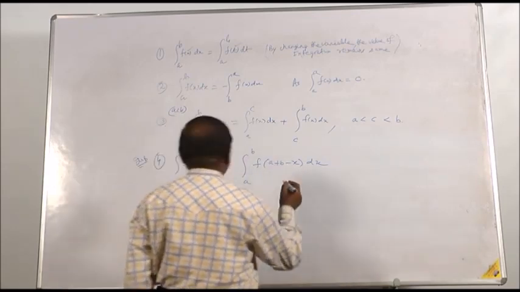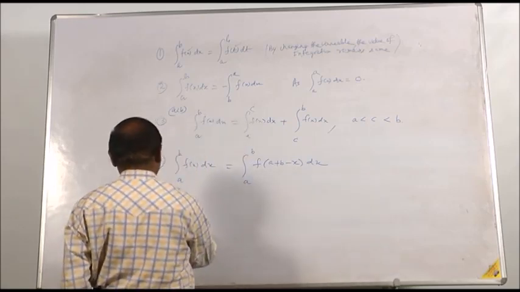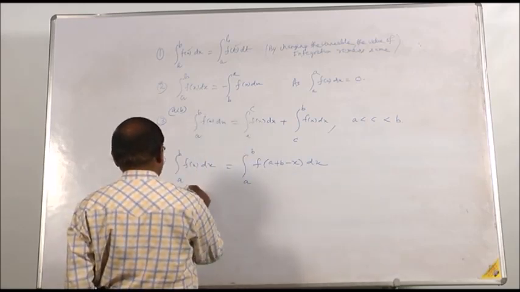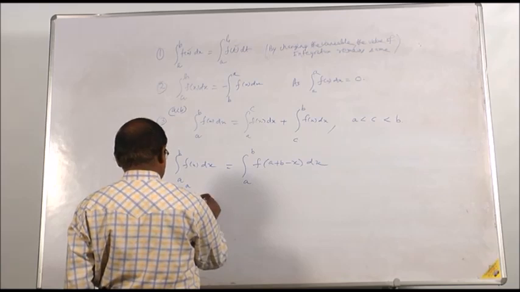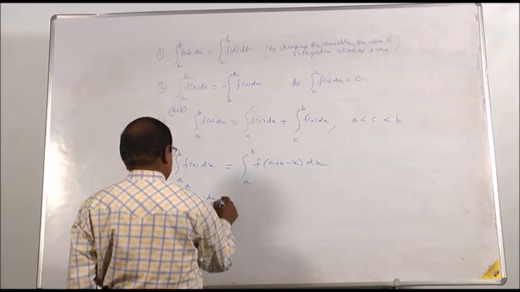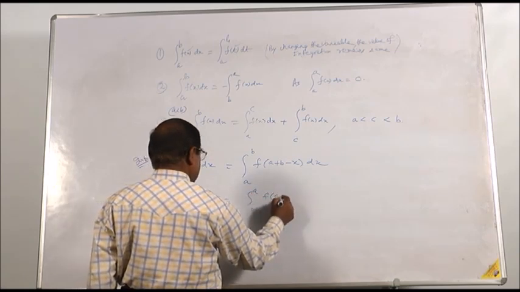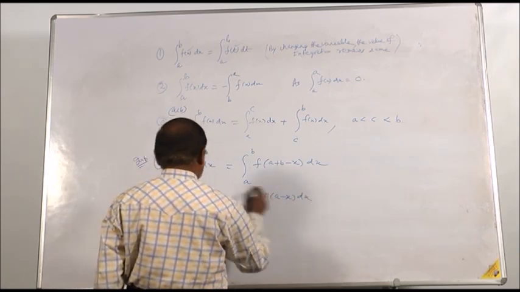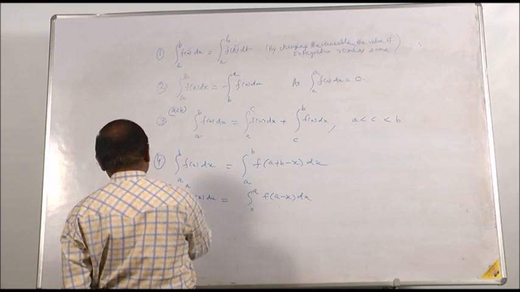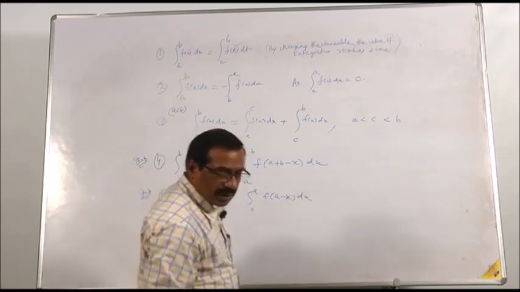And fifth one, the integral from 0 to a of f(x) dx is equal to the integral from 0 to a of f(a minus x) dx. This is also one important formula.